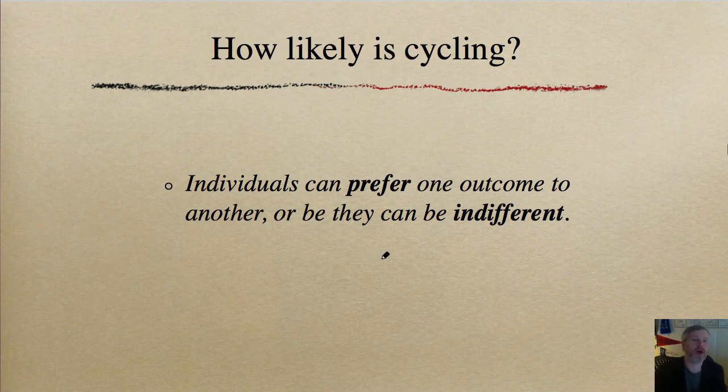Individuals can prefer one outcome to another, or they can be indifferent. So between A and B, person i can have a strict preference, or they can prefer A to B.